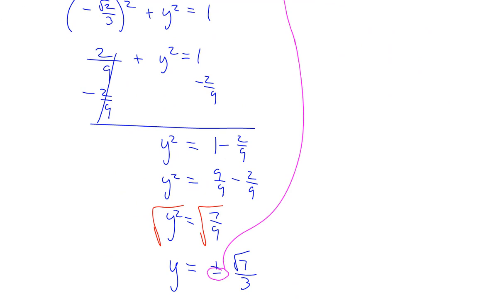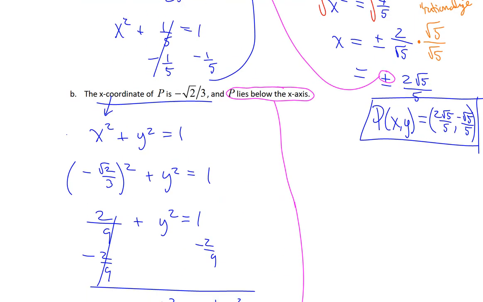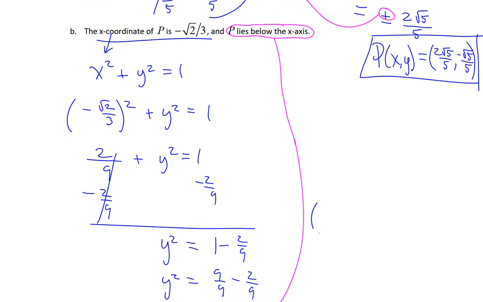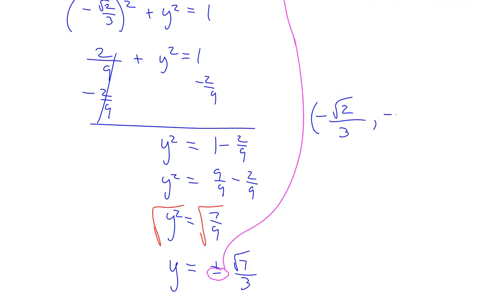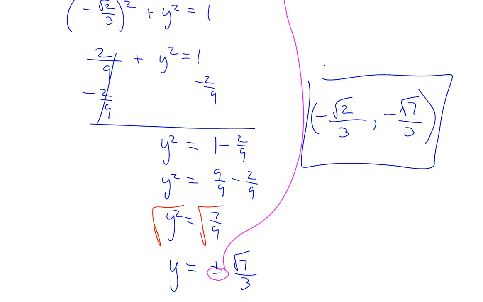So with that being said, we can put this all back together. Let's go ahead and write our point in its final form. They had given us the x value, which was the negative square root of 2 over 3. That was the given x value in this problem. We found the y value to be negative square root of 7 over 3. And so that's our final coordinate point that we needed to find.